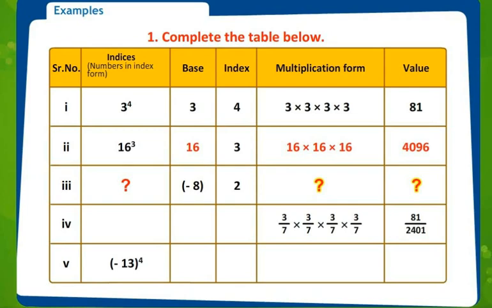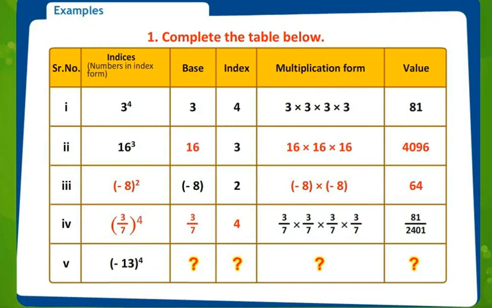You can see here the index is 16 raised to 3. Base is 16, index is 3. Multiplication form, 16 should be written 3 times because it is 16 raised to 3. And the value, 16 into 16 is 256, 256 into 16 is 4096. Now your third sum, the base and index is given. You have to form the indices. Minus 8 raised to the power 2. Its multiplication form is minus 8 into minus 8. Minus minus becomes plus and the value is 64.